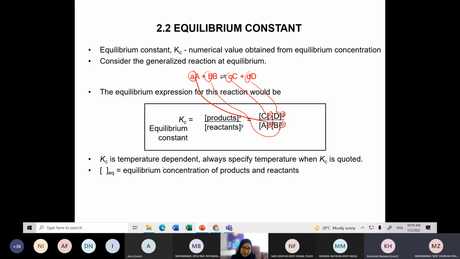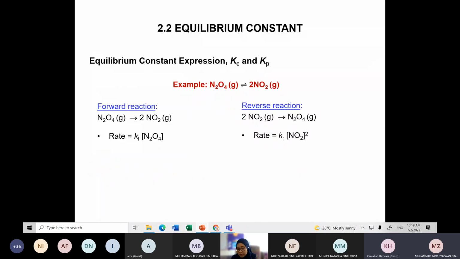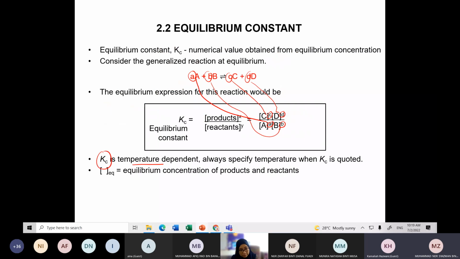Okay, alright, so Kc is temperature dependent. Like I said last time, remember the rate constant can only be affected by temperature. Same goes for the equilibrium constant. It can only be affected by temperature, not other factors such as concentration, catalyst, surface area. Those will not affect the value of Kc. The value of Kc will still remain the same as long as the temperature remains constant. So always specify temperature when Kc is quoted, because when the temperature is different, the Kc will be different.